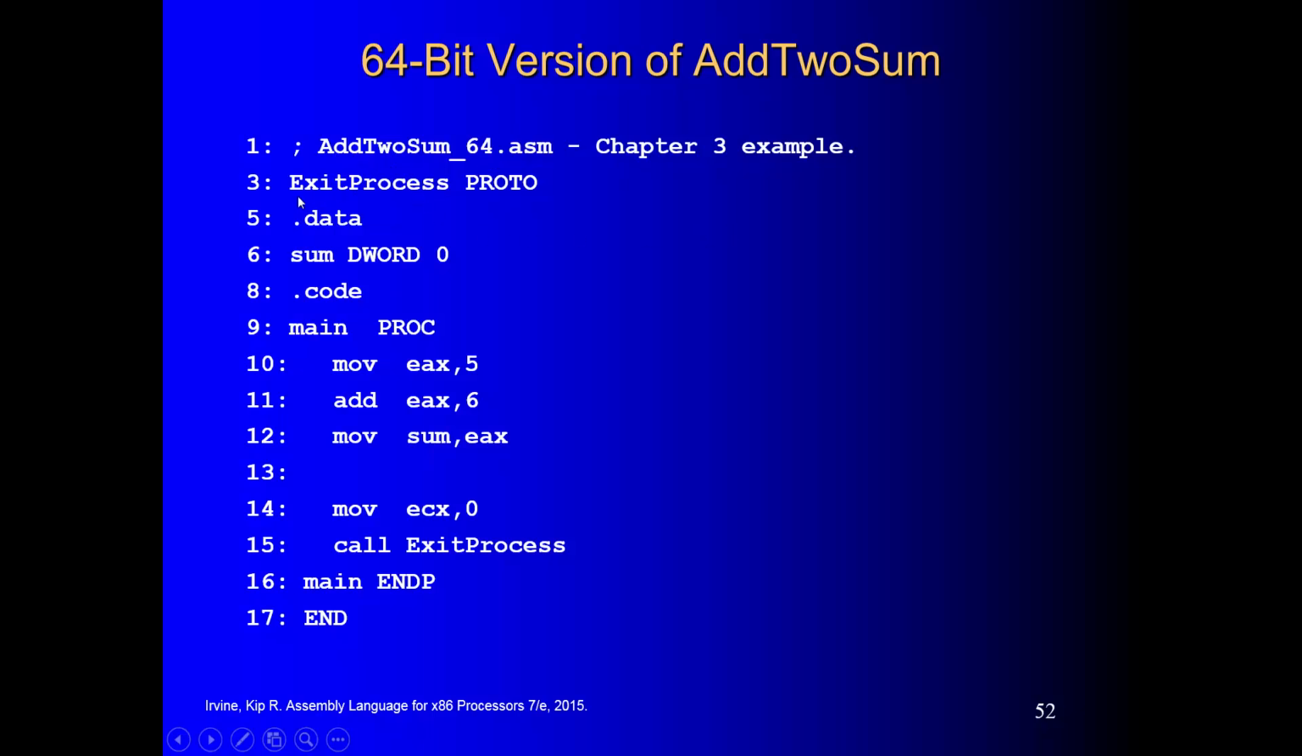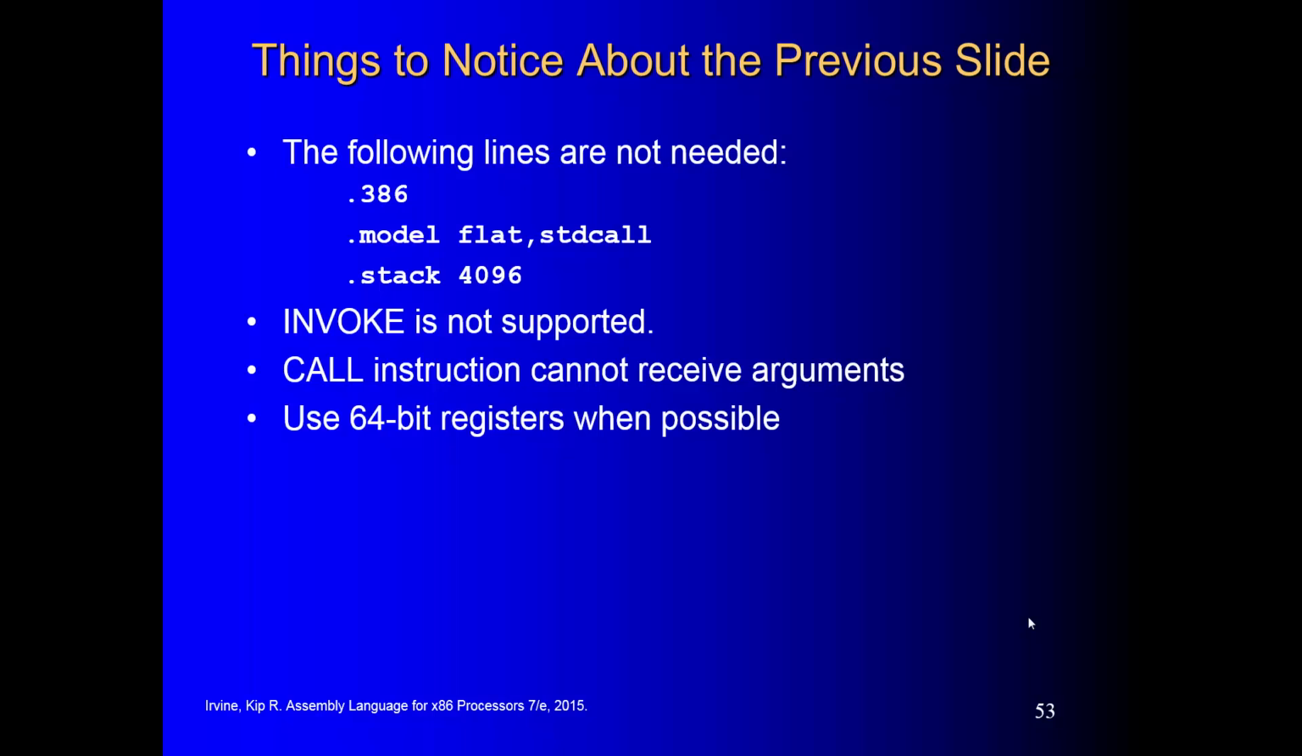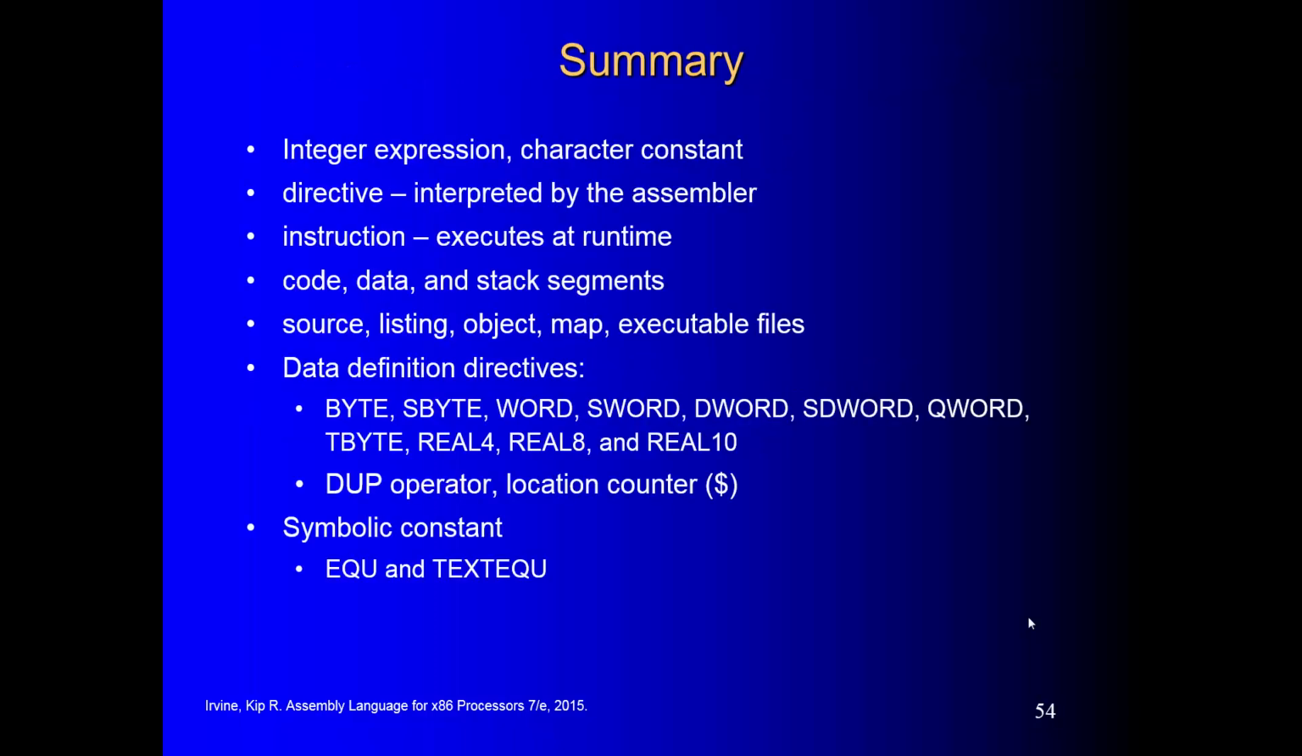You need a title, you need an exit prototype, your data segment, your code segment, your main procedure, and your end. Here you don't say main and the end. It's a little bit different. This keyword is different. You are not required to do 64-bit programming, so this is just knowledge. So this is a continuation for 64-bit programming. That's the end of this chapter.